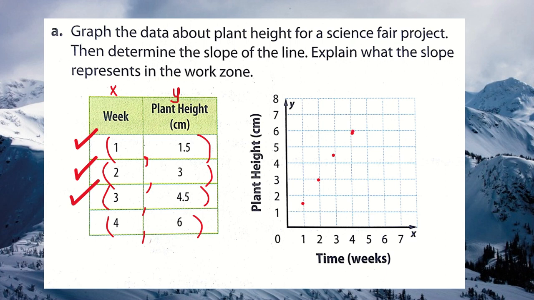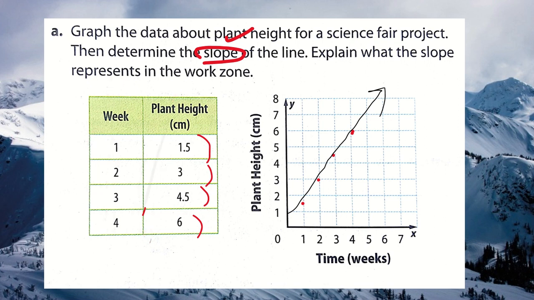Okay, we connect the dots and make our line. Okay, and we've got our line, so we've done the first part, graph the data about plant height. Now we need to determine the slope of the line. So remember, how do we find slope from a line? We pick any 2 points. Let's pick 2 good points that are easy to work with, that are on the corners.